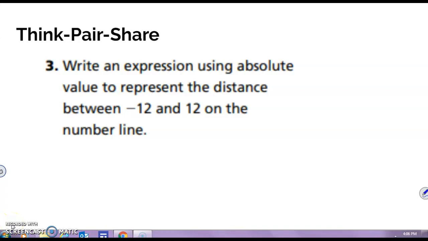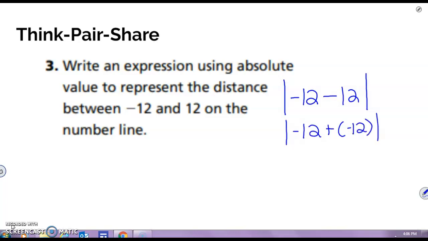Number 3, write an expression using absolute value to represent the distance between negative 12 and 12 on the number line. Your expression would read the absolute value of negative 12 minus 12. Remember, we rewrite this to add the opposite sign. So that is negative 12 plus negative 12, which is an absolute value of negative 24. The absolute value of negative 24 is 24. So there are 24 units between negative 12 and positive 12 on a number line.